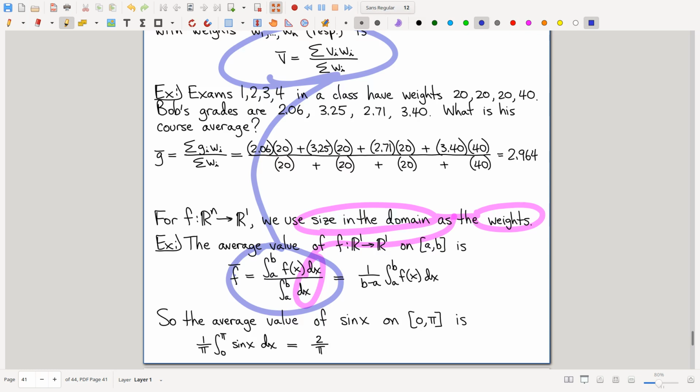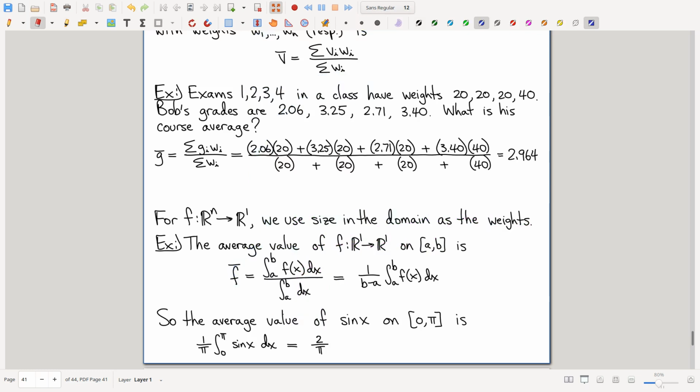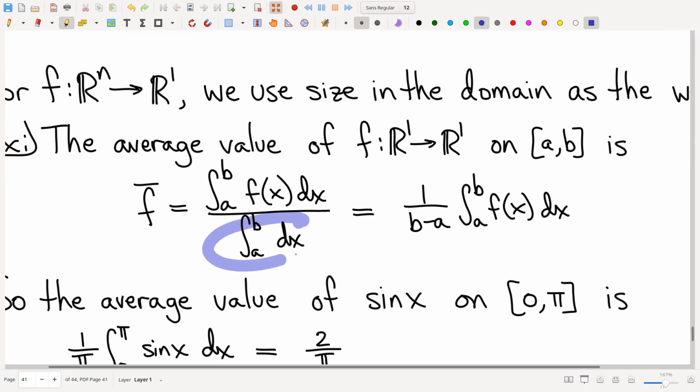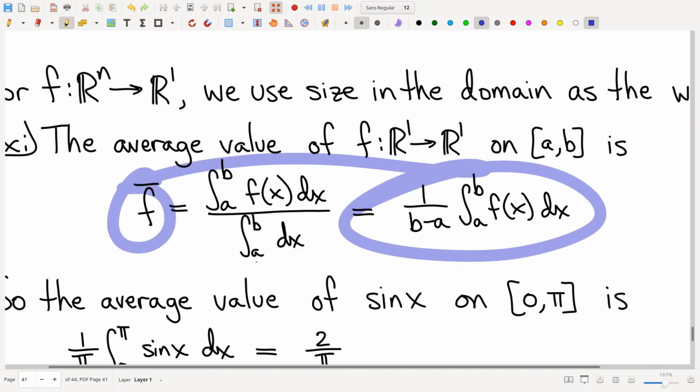And now, once you've noticed that, oh gosh, where's my eraser button? There we go. Of course, this is just b minus a. That makes it a little bit easier to remember, if you like. So we have this formula here for the average value of a single variable function. There we go.